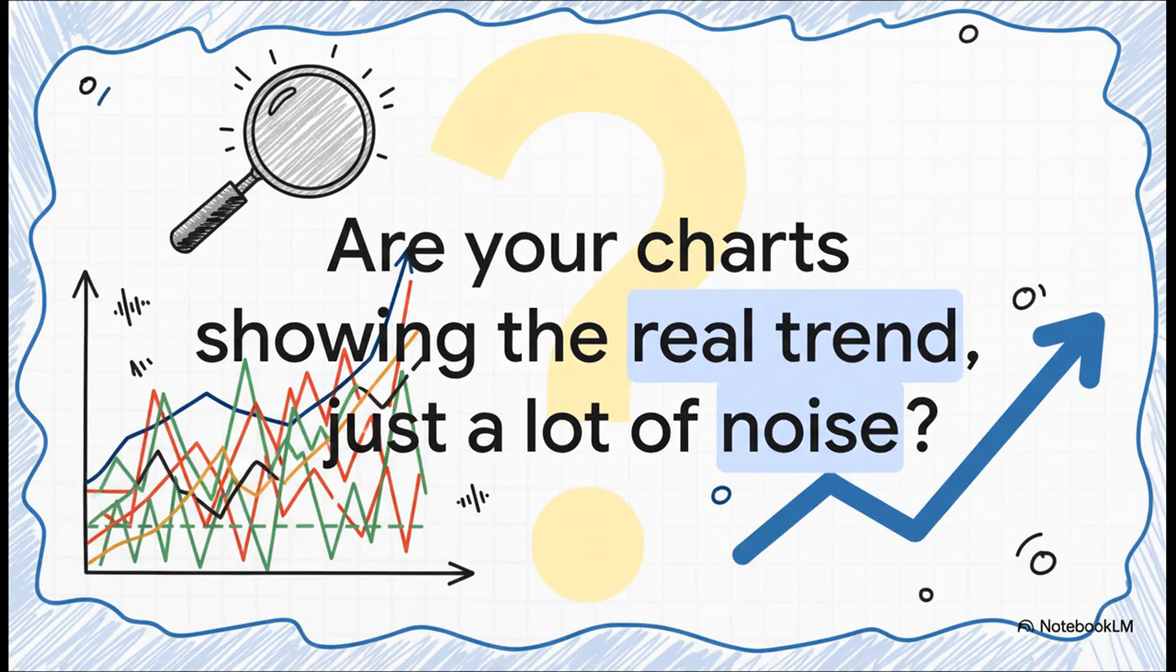So, I want you to really think about this for a second. Have you ever been staring at a stock chart, watching the price jump up and down day after day, and you just can't figure out what's really happening? Is the stock actually going up, or is this just random, meaningless static? It's a super common frustration.